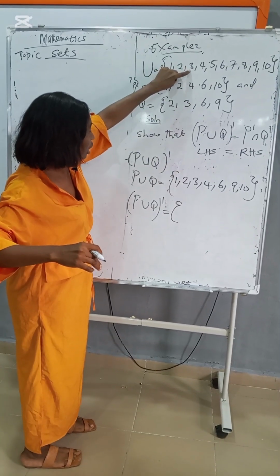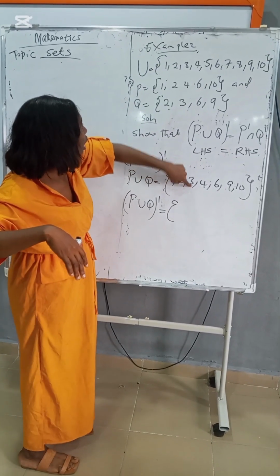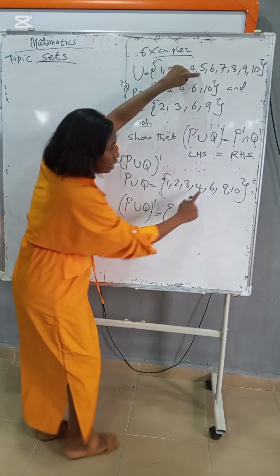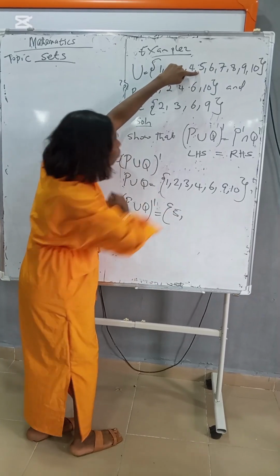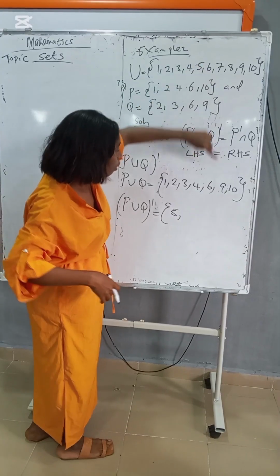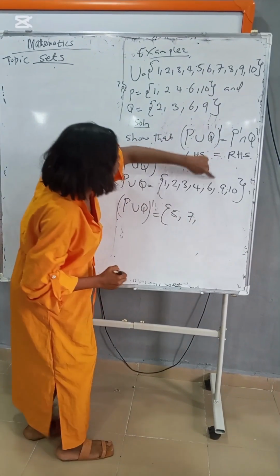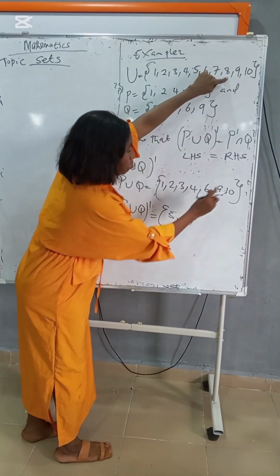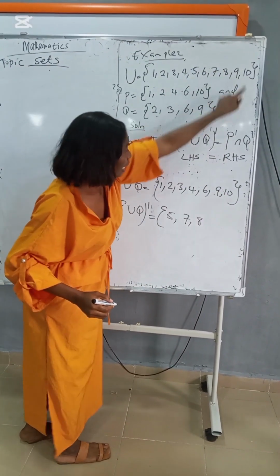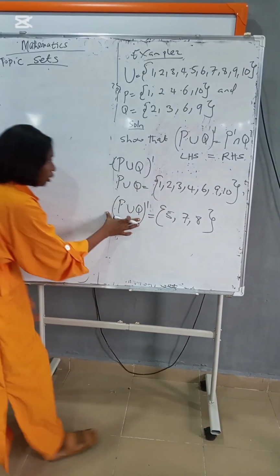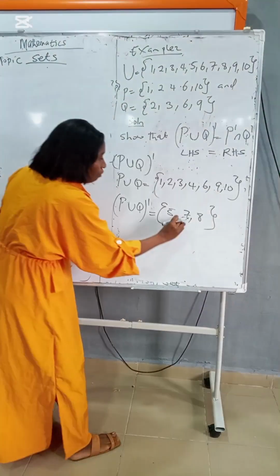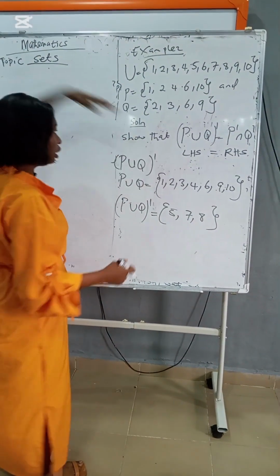So now we have 3. 3. It's not a complement. We have 4. 4. It's not a complement. I have 5 in the universal set, but I cannot find 5 here. So this is a complement. Then I have 6. 6. It's not a complement. I have 7, but no 7. This is a complement. Then I have 8. No 8 here. So it's also a complement. I have 9. There's 9. 10, 10. So now, the complement of P union Q is given as 5, 7, 8.